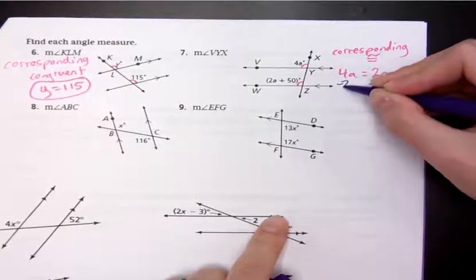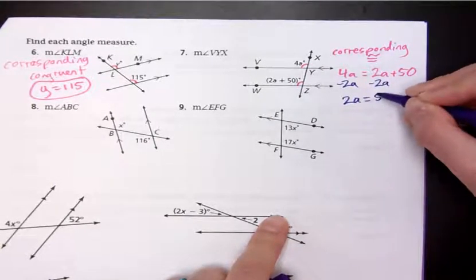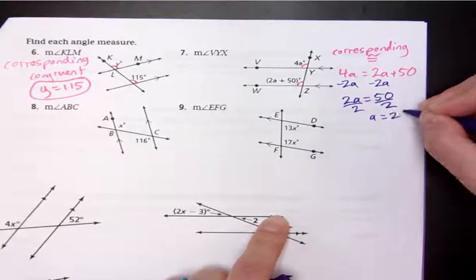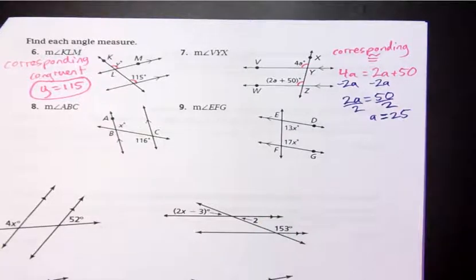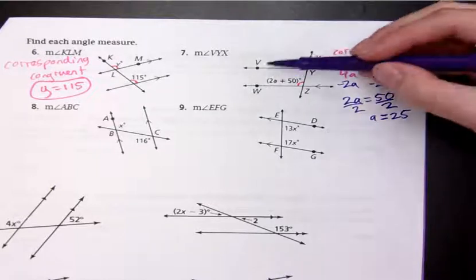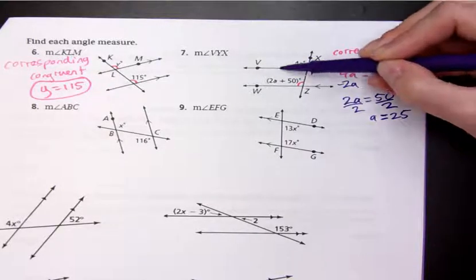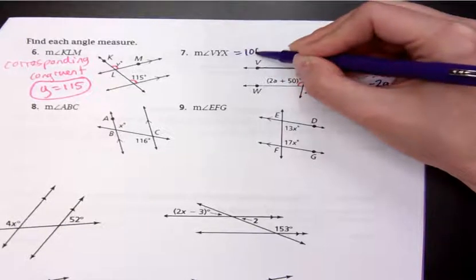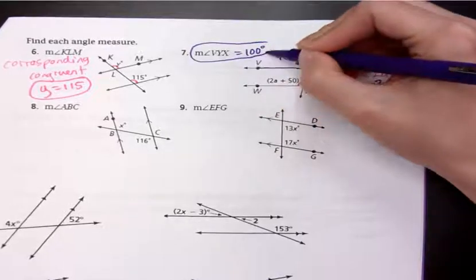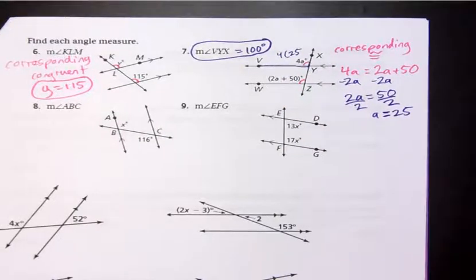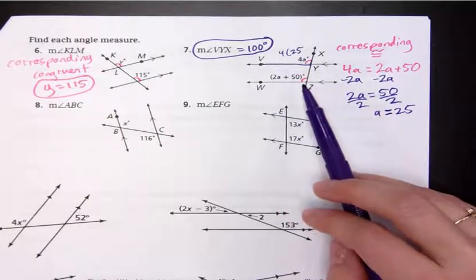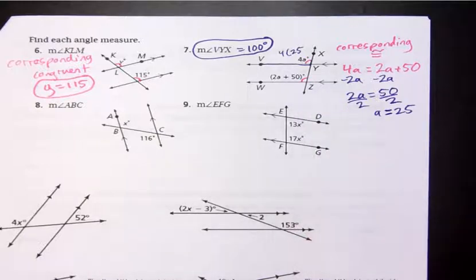So minus 2a from both sides. 2a equals 50. a equals 25. Am I finished? No. Which angle did it ask me for? BYX. So just do 4 times 25, which is 100. You have to plug it back in. If I had plugged it into WZY, would I have gotten the same answer? Yes, because they're congruent, so that's going to be the same.